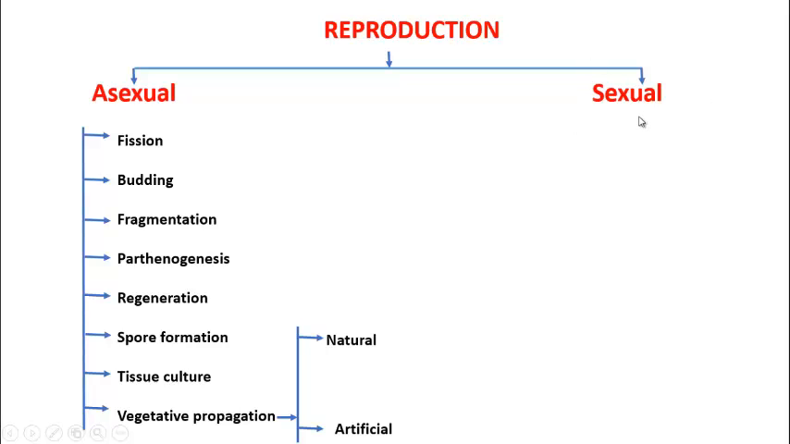Got it, students? So this is about reproduction and the types of reproduction. Got it, students? I hope you understood. Thank you.